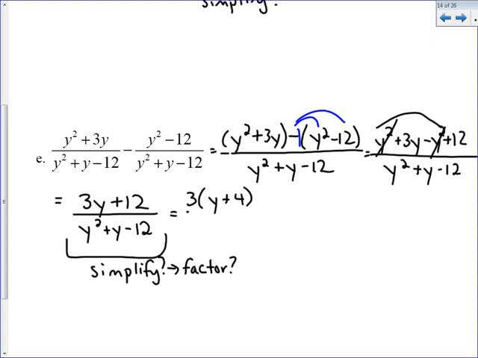How about the denominator? Y squared plus y minus 12. If I'm looking to factor that, what am I going to try to do? AC method. And in this case, I could use my shortcut since A equals 1. So AC is negative 12 and B is 1. Looking for a pair that multiplies to negative 12, adds to 1. Negative 3, positive 4. So I have y minus 3, y plus 4.